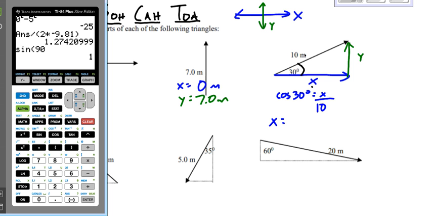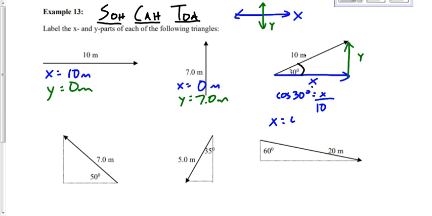Now let's find x. We want to get x by itself. We got to get rid of the 10. It's on the bottom. How do we take it to the top? Multiply. So we're going to say 10 times cosine 30 gives us an x component of 8.6603. So how much of that 10 is x component? 8.66. Make sense?